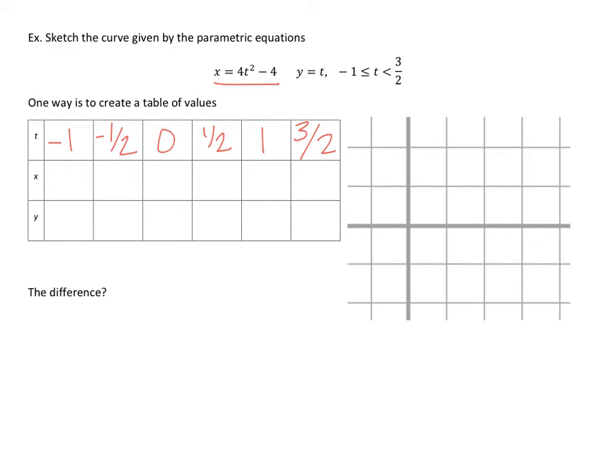Negative 1 squared is 1 times 4 is 4 minus 4 is 0. Negative a half squared is 1/4 times 4 would be 1 minus 4 would be negative 3. This would be negative 4. 1/2 squared would be 4 times 1/4 minus 4. So I have 1 minus 4, so negative 3. 4 minus 4, 0. 3/2 squared is going to be 4 times 9/4 minus 4, so that's 9 minus 4 is 5.